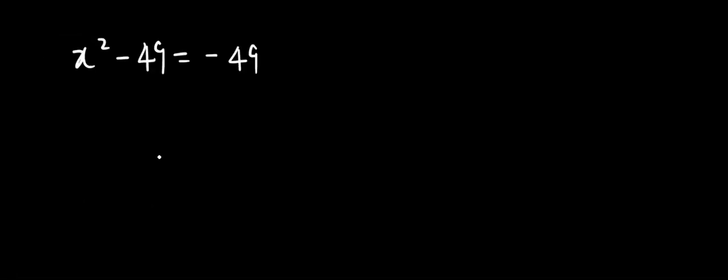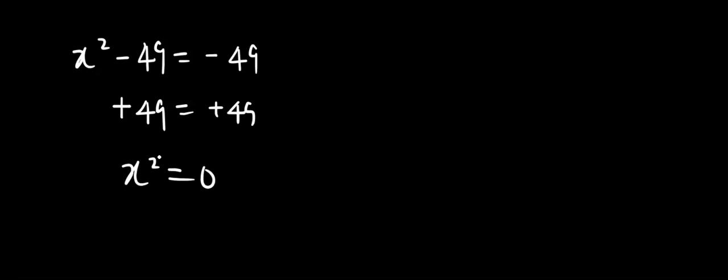Our next example is x squared minus 49 equals negative 49. So let us add 49 to each side. And then we have x squared equals 0. When x squared equals 0, we're going to take the square root. So x is 0. It is because the square root of 0 is 0. This is example 1 root.